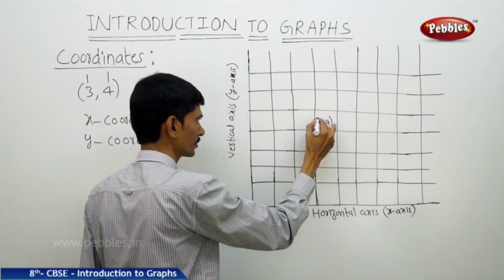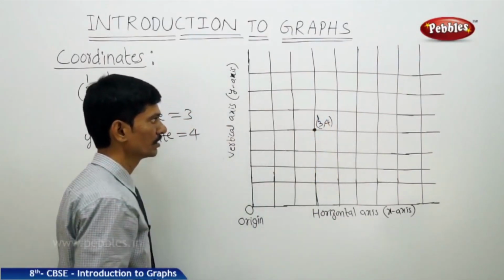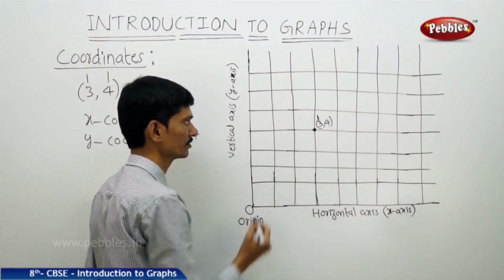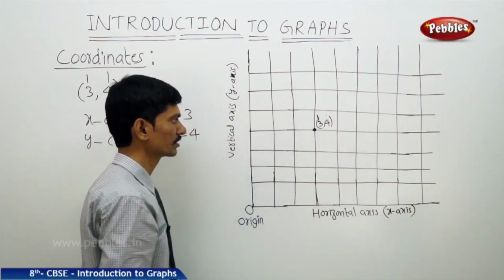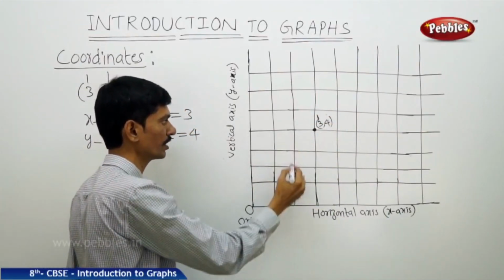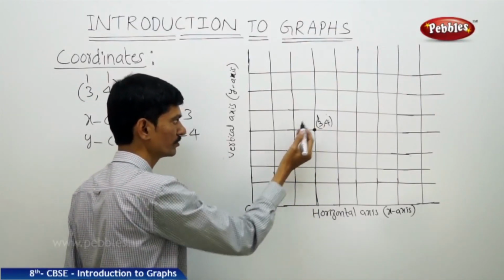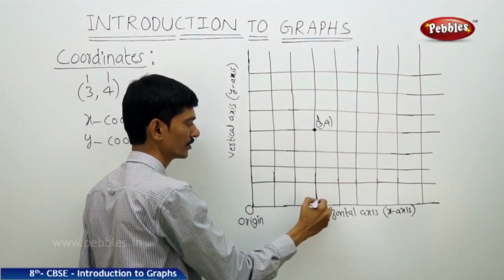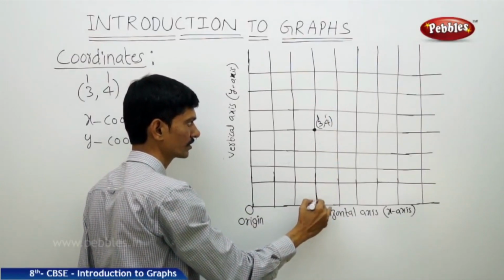Here the first coordinate, the x coordinate 3, tells us how many units we have to move to the right from the y axis, and the second coordinate y tells us how many units we have to move up from the x axis. So here we have to move 3 centimeters from the y axis, and we have to move up 4 centimeters or 4 units from the x axis.